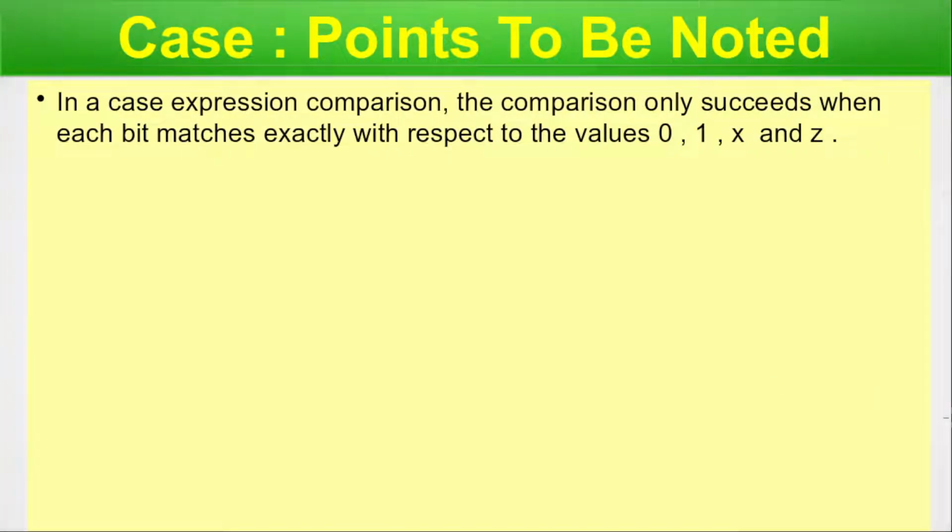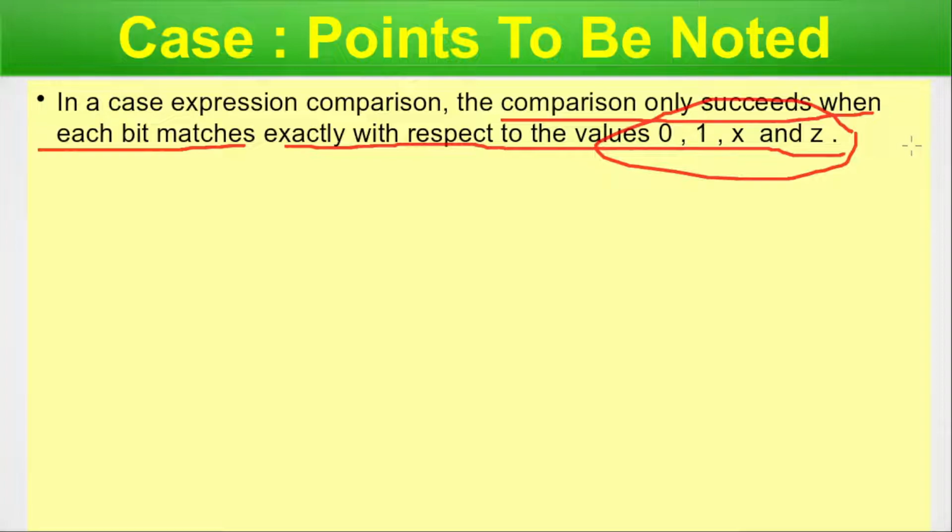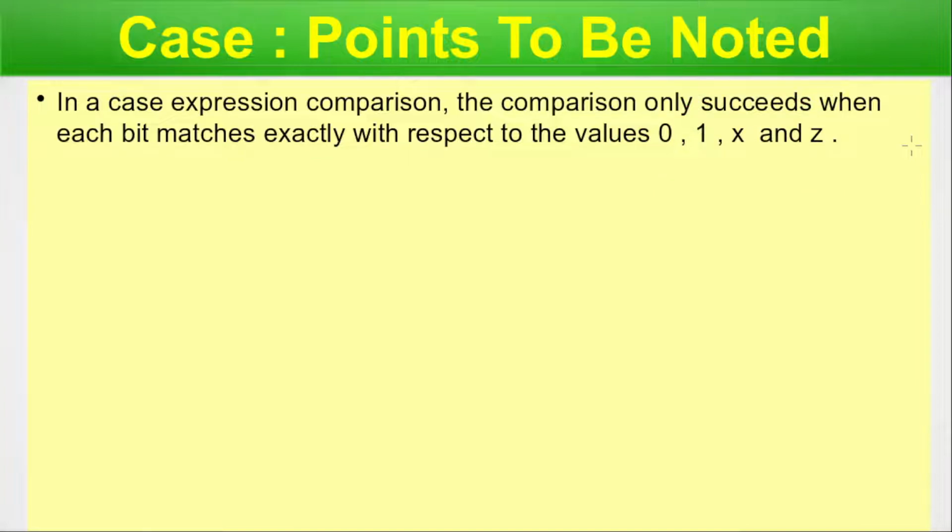In the case statement expression comparison, the comparison only succeeds when each bit matches exactly with respect to the values of 0, 1, x and z. These 4 values exist in digital, and the case expression has to be evaluated against each of them or a combination of them. This is what we should remember. So 0, 1, x and z can come in a realistic scenario.